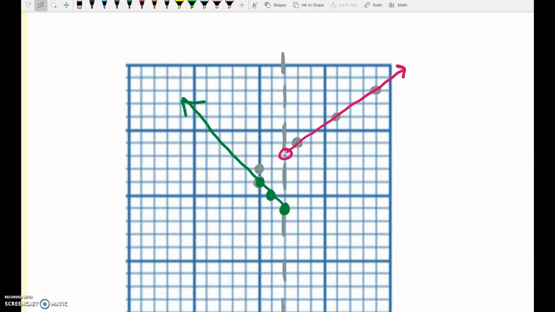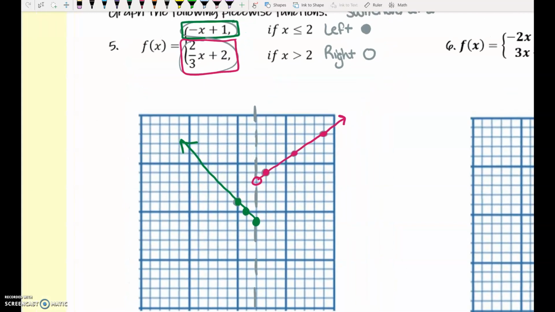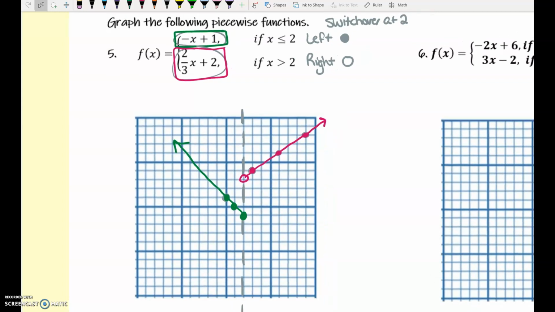Okay, and then I can go back through if you want to fill in these dots with the pink as well. And I can erase that point that I don't want on the left. So we end up with 2 graphs on the same coordinate plane, but we only want the top one on the left side of this x equals 2 switchover line, and we only want the bottom one on the right side of this x equals 2 switchover line. Okay.